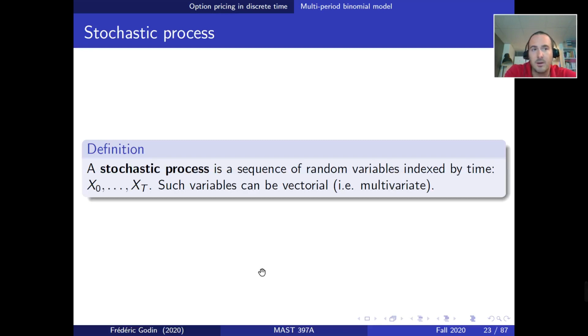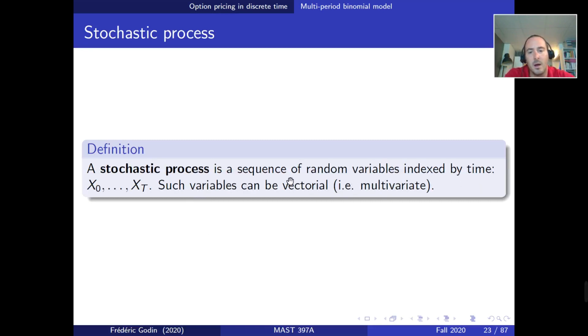Now we're going to do a bit of terminology. We'll define some things required to understand portfolios in this multi-period framework. Our first definition is the following. A stochastic process is a sequence of random variables indexed by time.